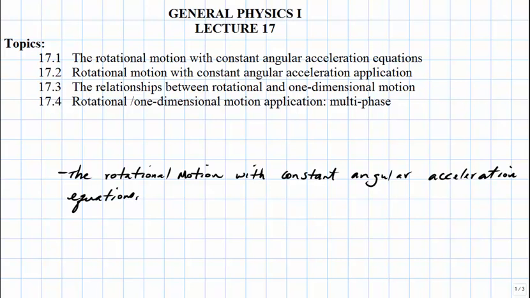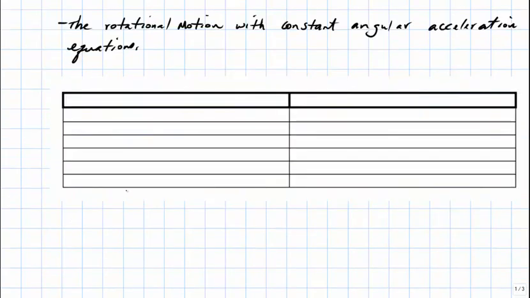As it turns out, the rotational motion equations bear a strong resemblance to the one-dimensional motion equations that we developed earlier. To show this resemblance, we're going to introduce them alongside the one-dimensional motion counterparts. Using a table, we'll introduce the rotational equations on the left and the one-dimensional motion equations on the right.